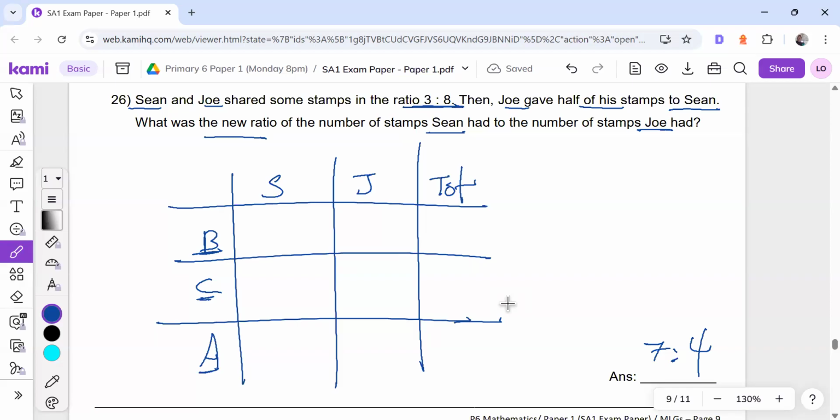What is total unchanged? Total. Mr., I can't hear you, your voice is a bit too soft. Yeah, the total.